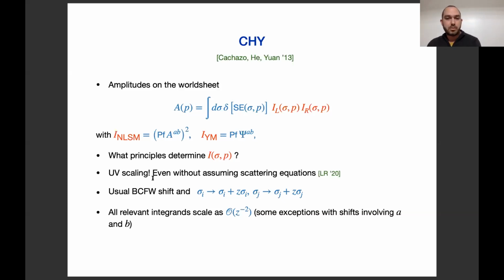And this holds even without assuming any scattering equation. So you never have to worry about solving any scattering equation. You just get the integrands from UV scaling. There's just one minor thing you have to do when you do your usual IJ BCFW shift. You have to shift the corresponding worldsheet variables by z. And if you do this, you find that all of these relevant integrands for Yang-Mills, sigma model, and even DF squared all scale like this. Of course, I'm ignoring some issues if you're doing shifts that involve the reduced particles, but let's not worry about that.